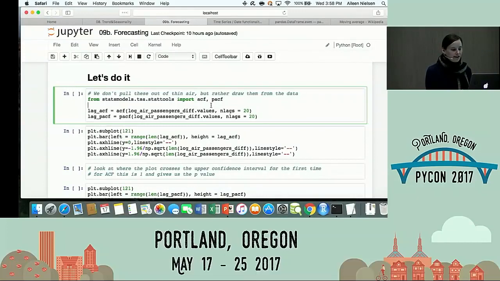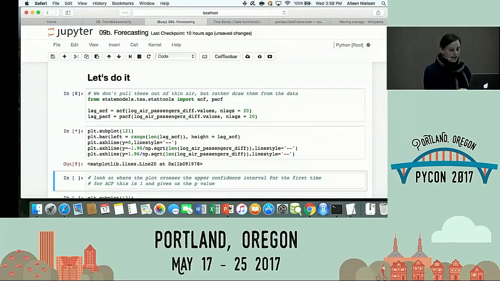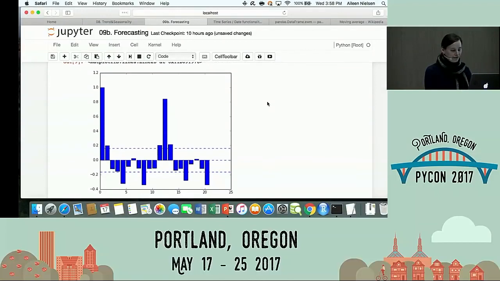So we've got our stat tools. We're going to compute our ACF and our PACF, and we are going to plot them. So this is my ACF. What do I see here? Well, I've got some seasonal data, which is why I've got this thing at 12. I'm going to ignore that for now.